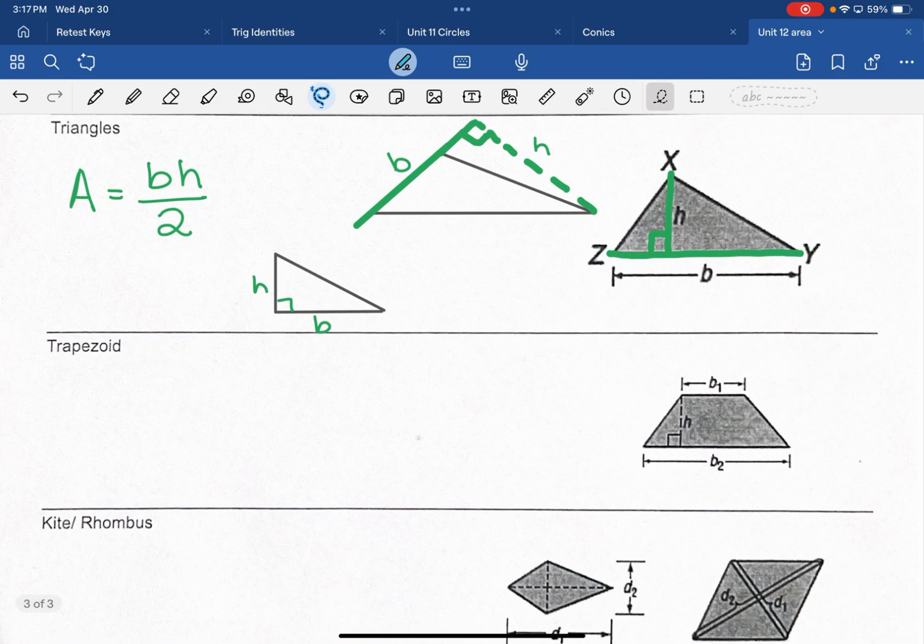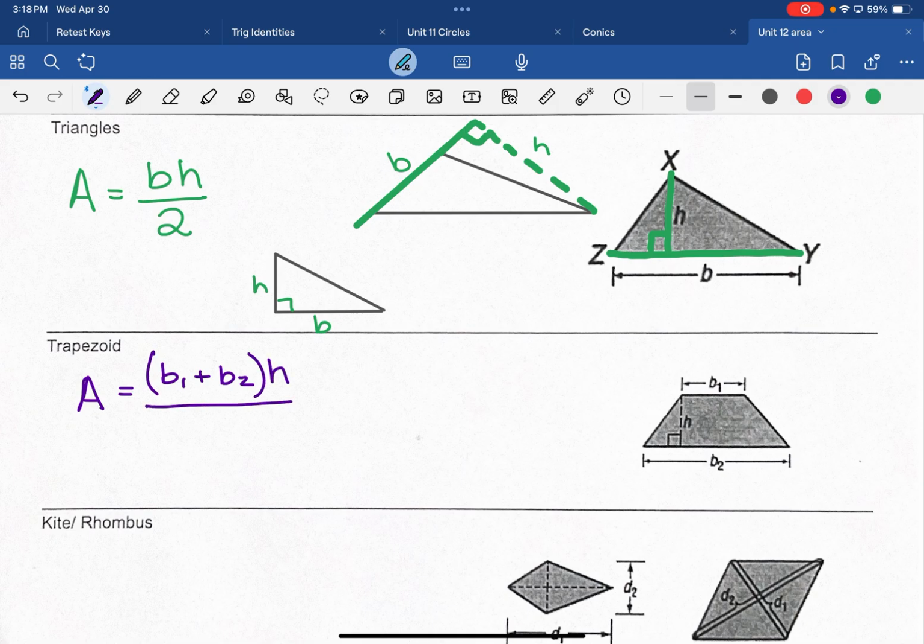Okay, so now we're going to look at a trapezoid. Does anybody know trapezoid? It's a triangle with a rectangle in it. Right, but what's the area equation for a trapezoid? Oh, base, the difference in base divided by 2. Okay, so the way that we write this is we're going to do base 1 plus base 2. So we're finding the sum of the two bases. And we're going to multiply that by the height and divide by 2.